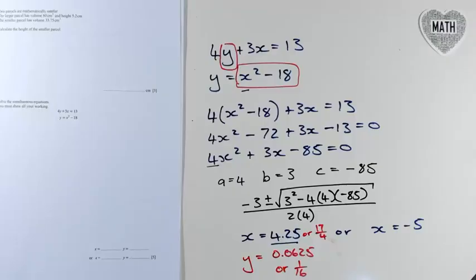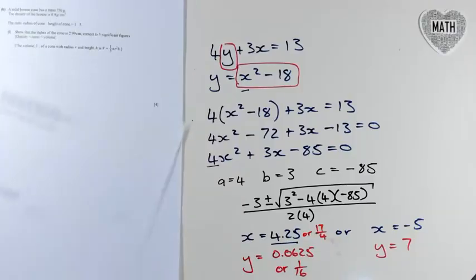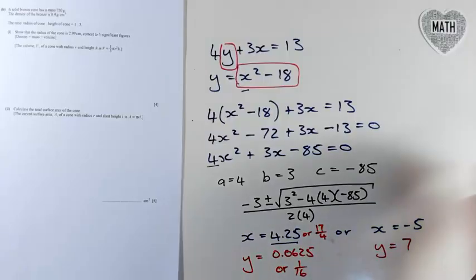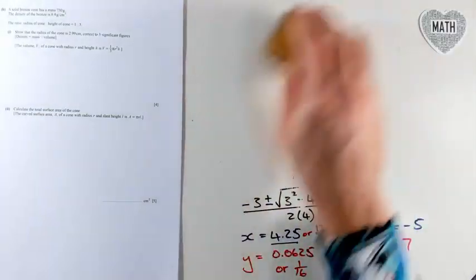And this one got a nicer number. This y is just equal to 7. So yeah, I think that one is not the worst, but definitely one that can catch you out. Okay, let's go to the next question. Question 7 here.